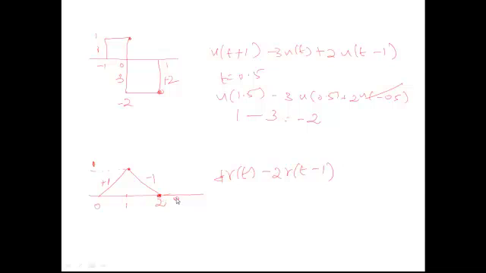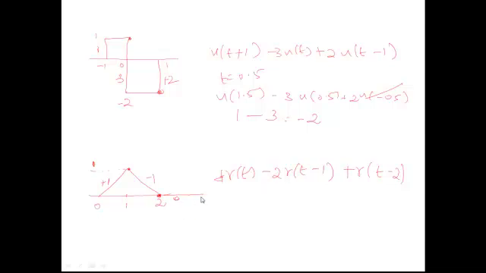So for this point, the present slope is 0, the previous slope is minus 1, and the present slope minus the previous slope gives you 0 minus of minus 1, which is plus 1. So you will write it as plus r of t minus 2. Okay. So this is the final expression for this signal.